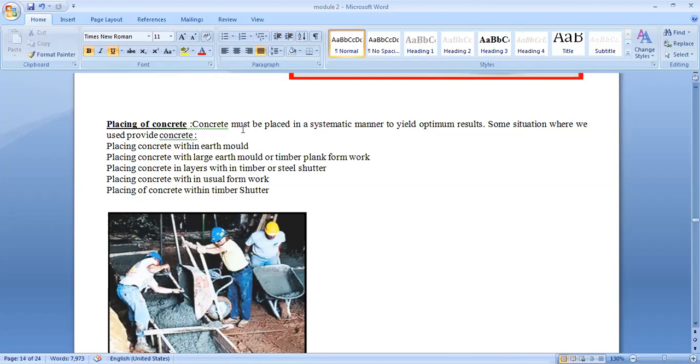The concrete must be placed in a systematic manner to yield the optimum result. Some situations where you place the concrete: placing concrete within an earth mold, placing concrete within a large earth mold or timber plank formwork, placing concrete in layers with a timber or steel structure, placing the concrete with the usual formwork, placing the concrete within the timber structure. We will discuss them one by one.